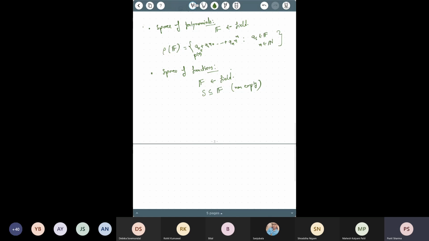Then consider this set, let's say script F, of all functions from S to F, where f is a function.